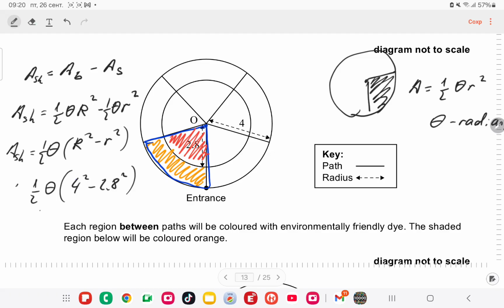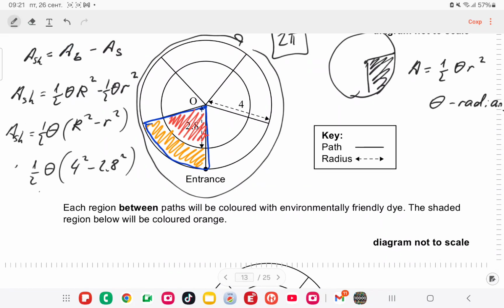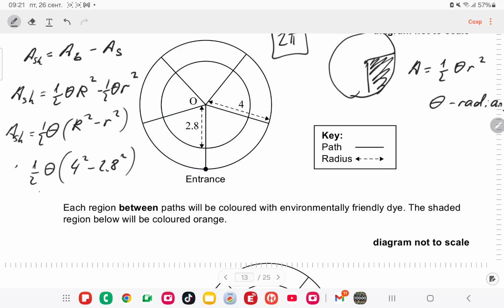We know that the complete angle is equal to 2 pi, right? 2 pi in terms of radians. And since it is divided by 5, our theta is going to be 2 pi over 5. So this theta is equal to 2 pi divided by 5.